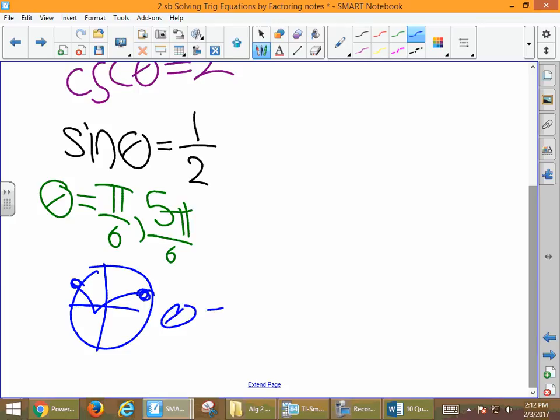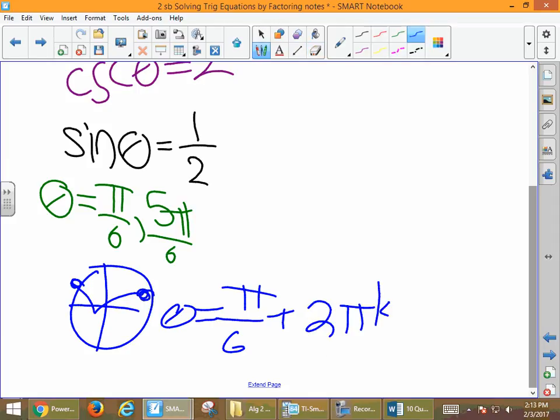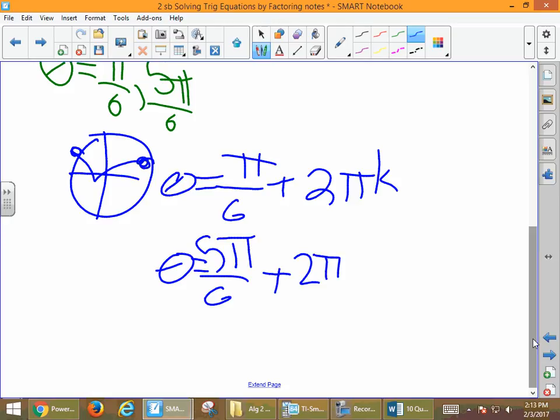So we have theta equals pi over 6 plus pi k. Oh, I'm sorry. You guys are right. So we're going to take both angles and add 2 pi k. You guys are smarter than me. You should be up here teaching. So theta equals pi over 6 plus 2 pi k, and theta equals 5 pi over 6 plus 2 pi k. Okay. So that was the answer for the left half.